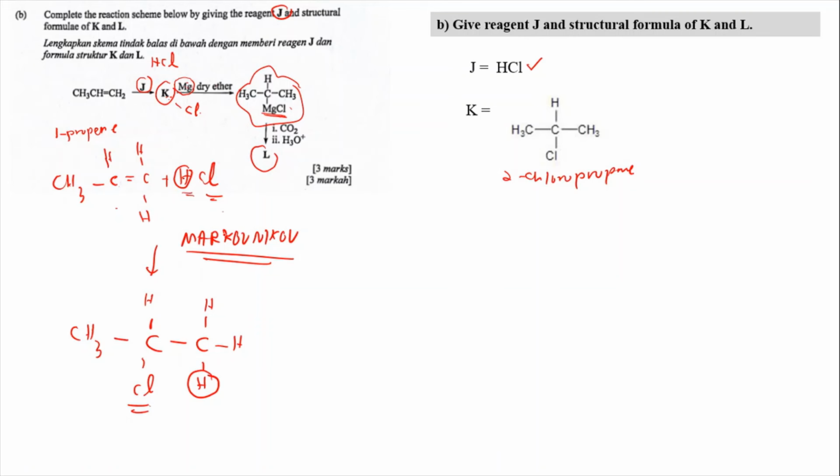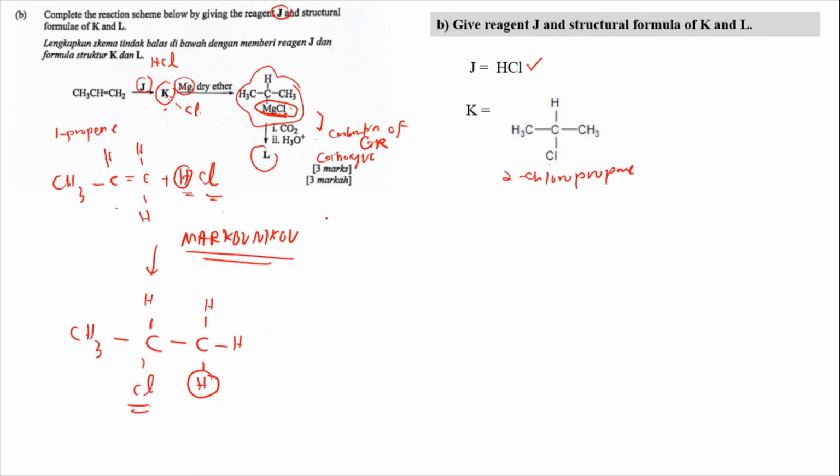Okay, where we have to follow Markovnikov's rule, hydrogen goes to the carbon that has more hydrogen attached to it, and chlorine will enter in the middle. Then this structure here, the K, will undergo reaction with magnesium in dry ether in order to produce MgCl. Then the MgCl here will undergo reaction with carbon dioxide and H3O plus in order to produce carboxylic acid. So this is called carbonation of Grignard reagent.